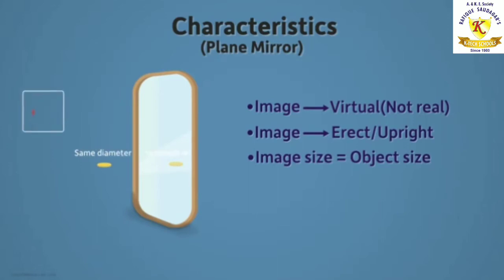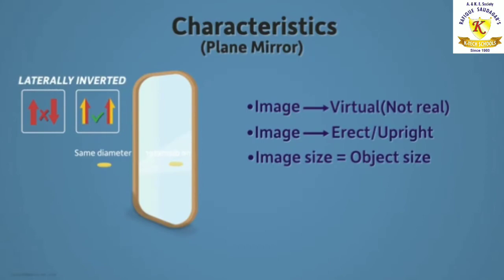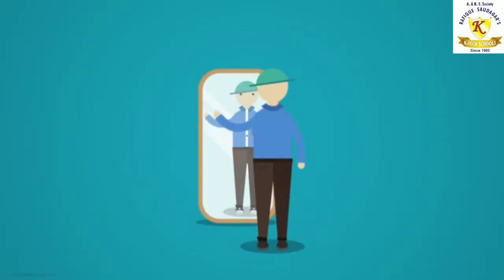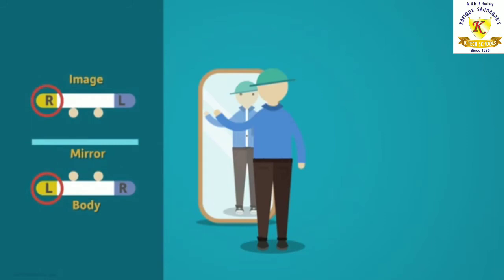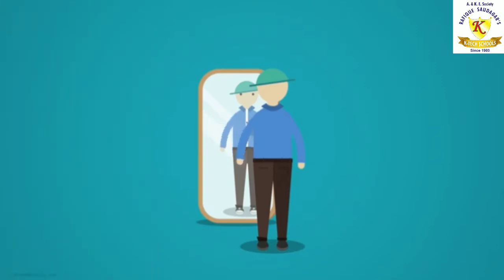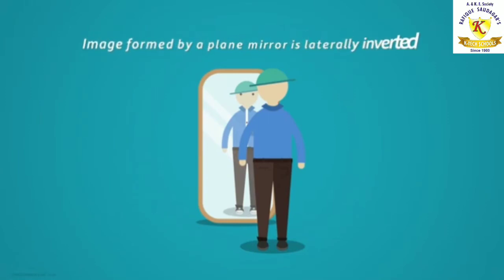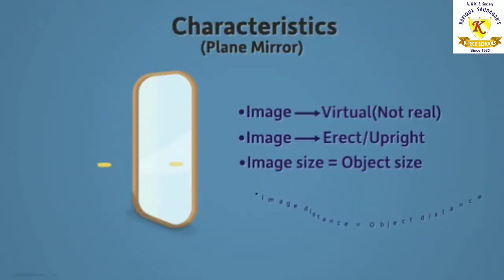The image formed by the plane mirror is not upside down, but it is laterally inverted. What do I mean by this? When we raise our left hand, the image in the mirror raises its right hand. Our left is the image's right, and similarly our right is the image's left. So the image follows the left-right reversal. So we say that the image formed by the plane mirror is laterally inverted. Now we come to our next point.